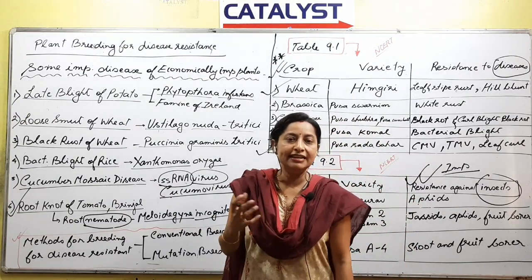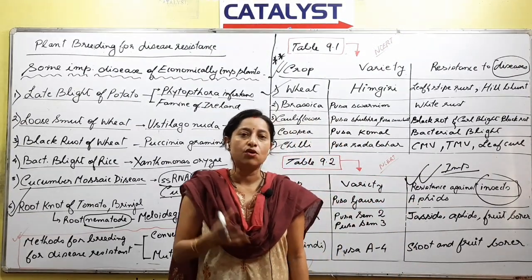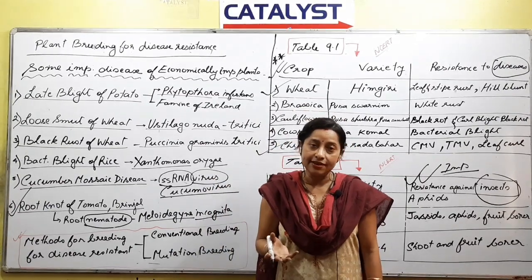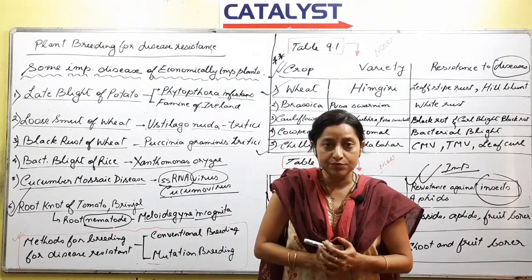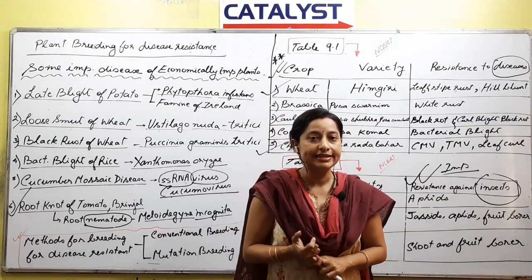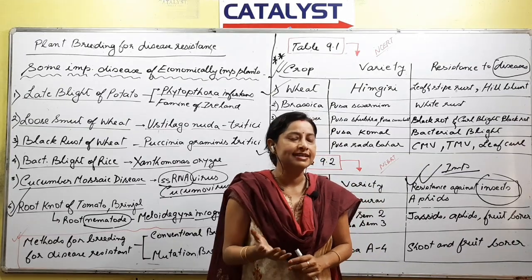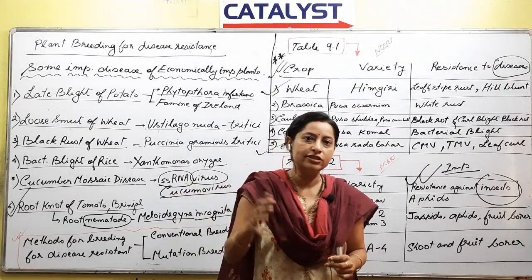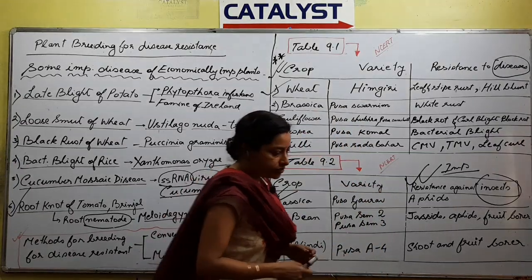So up till here, what we have concluded is that we have been talking about disease resistance, or plant breeding for disease resistance. So ultimately what we have produced is certain types of plants that are resistant to certain types of disease, and certain types of plants that are resistant to certain types of insects, right? So this is all about this topic. Any doubts?